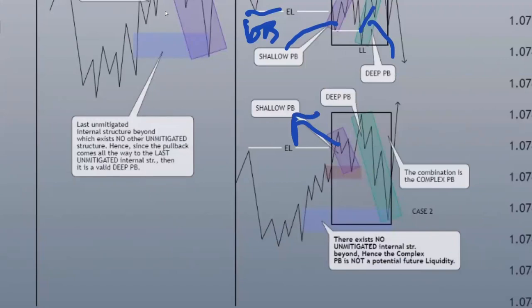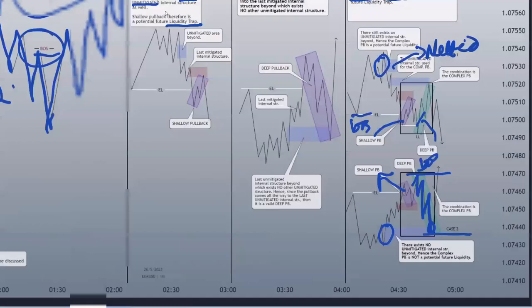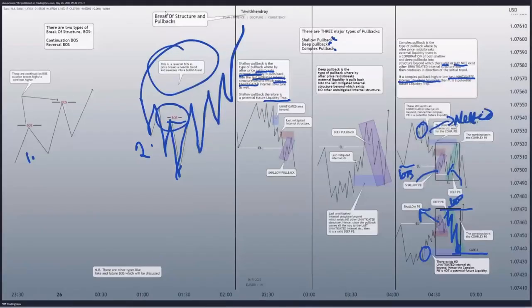Such that beyond them exists an unmitigation, but the deep pullback is able to come all the way to actually mitigate the unmitigation before price continues and creates a new higher high. Therefore, this is not the liquidity type. This is the true structure type of complex pullback. Okay, so that is the true structure type of complex pullback.